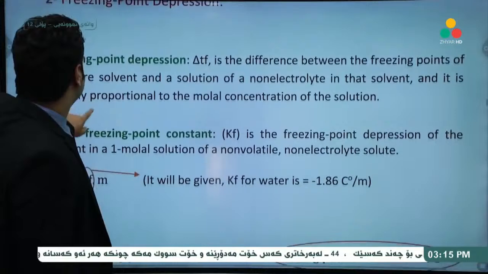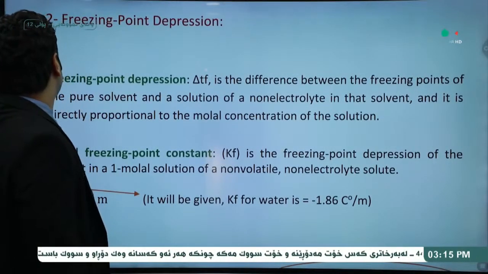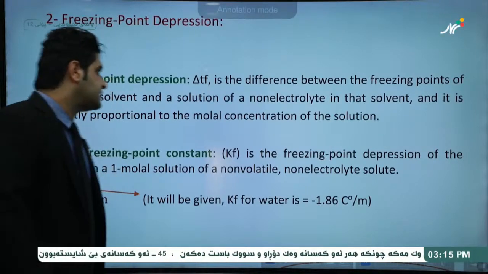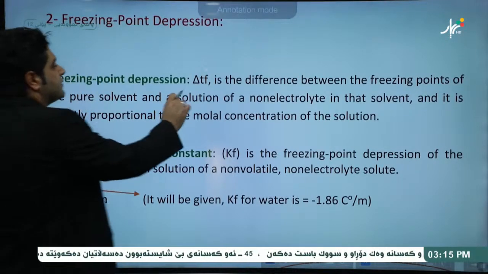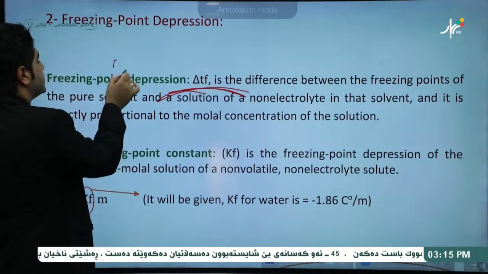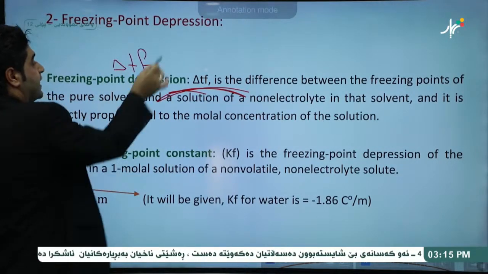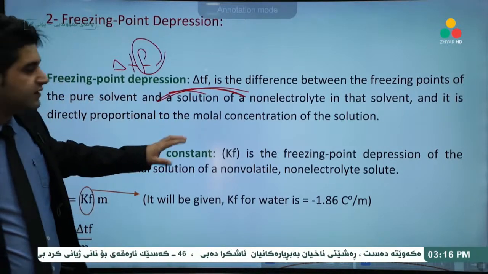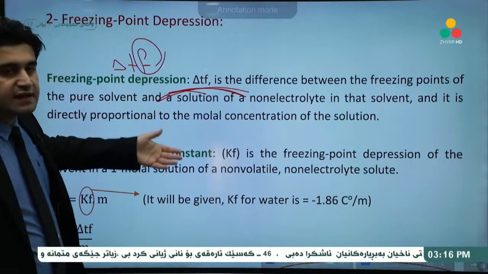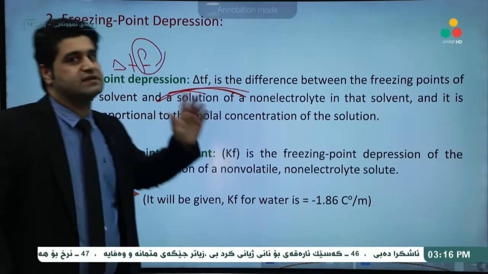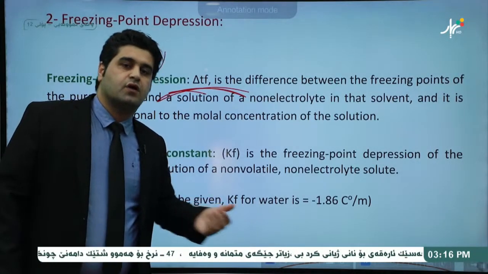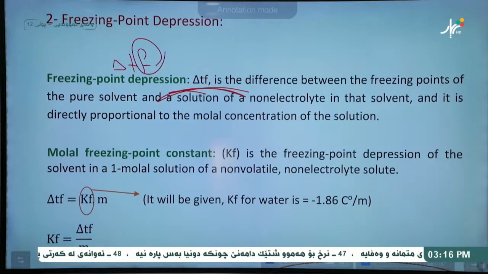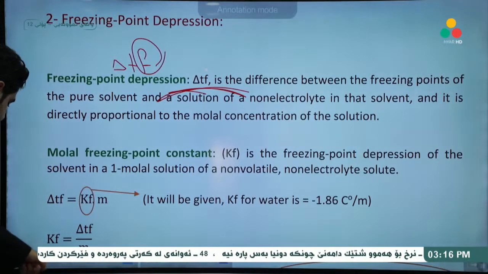It's about vapor pressure. The second one, freezing point depression. Oh, we have a mathematical problem about freezing point depression. What is the explanation of freezing point depression? Freezing point depression, as I told you, is delta Tf. F came from freezing. It's the difference between the freezing point of a pure solvent and a solution containing a non-electrolyte, non-volatile solute of the same solvent. Memorize this definition.